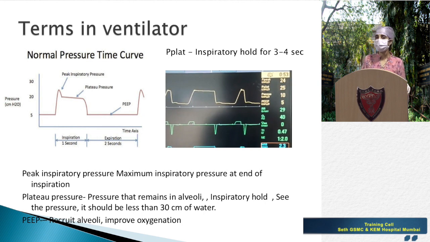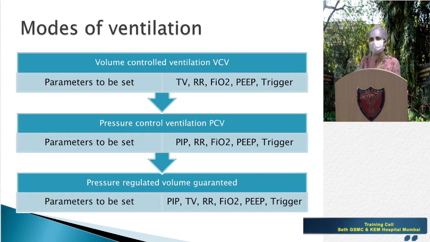Then PEEP. PEEP is positive end expiratory pressure. Keeping the alveoli open at end expiration, or recruiting the alveoli, will improve the oxygenation. So what modes of ventilation? When I say volume control ventilation or the AC mode, what parameters do we have to set? The tidal volume, because I am controlling the volume, which is 6 to 8 ml per kg. Respiratory rate, you will have to see PCO2 and set the respiratory rate. FiO2, see the SpO2 and set your FiO2. PEEP, if PO2 is very low, you will have to give PEEP accordingly, and trigger.